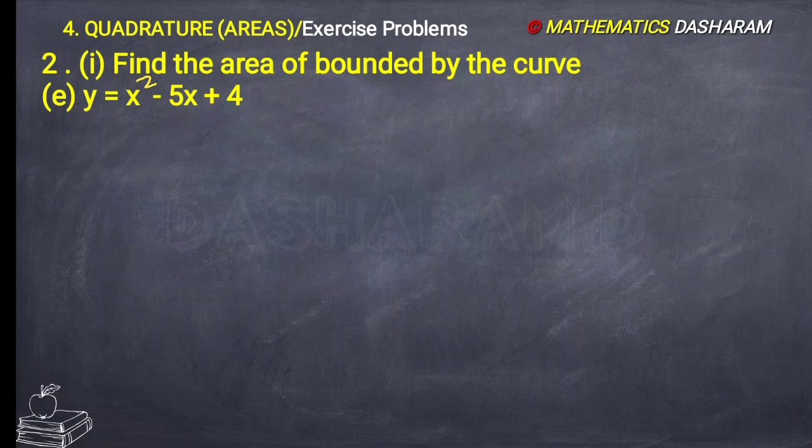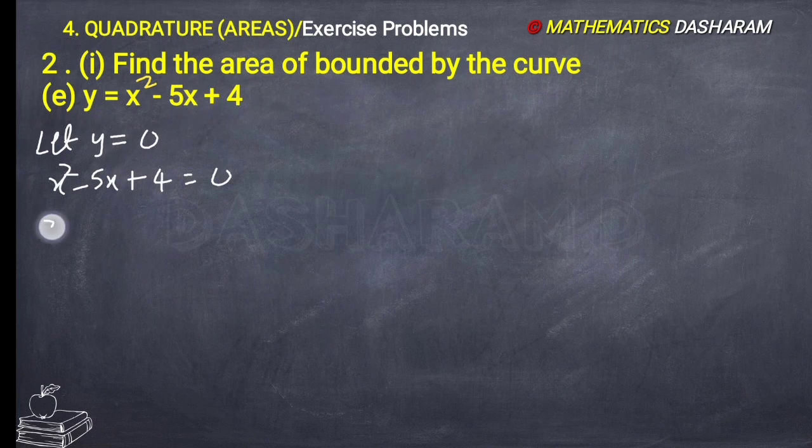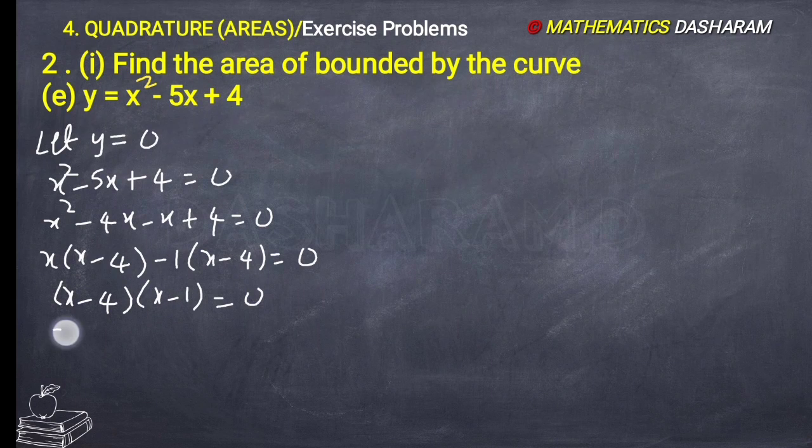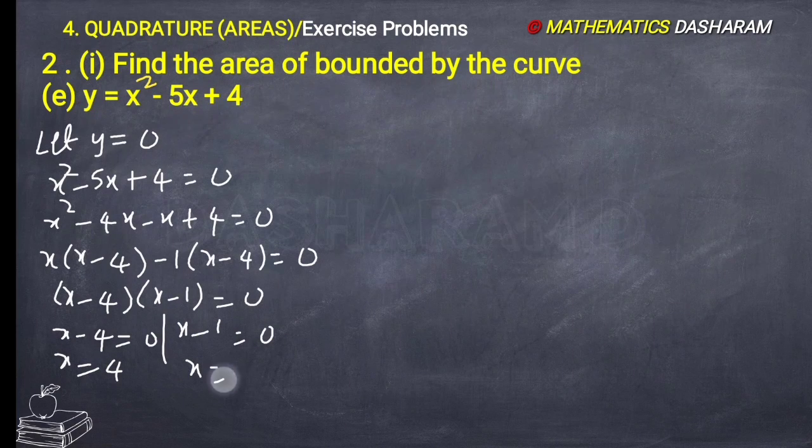Question number e: y equals x square minus 5x plus 4. Let y equal 0, then x square minus 5x plus 4 equals 0. x square minus 5x can be written as x square minus 4x minus x plus 4 equals 0. Take x common from the first two terms, and minus 1 common from the next two terms. Now x minus 4 is common: (x minus 4)(x minus 1) equals 0. So x minus 4 equals 0, x minus 1 equals 0, x equals 4, x equals 1.